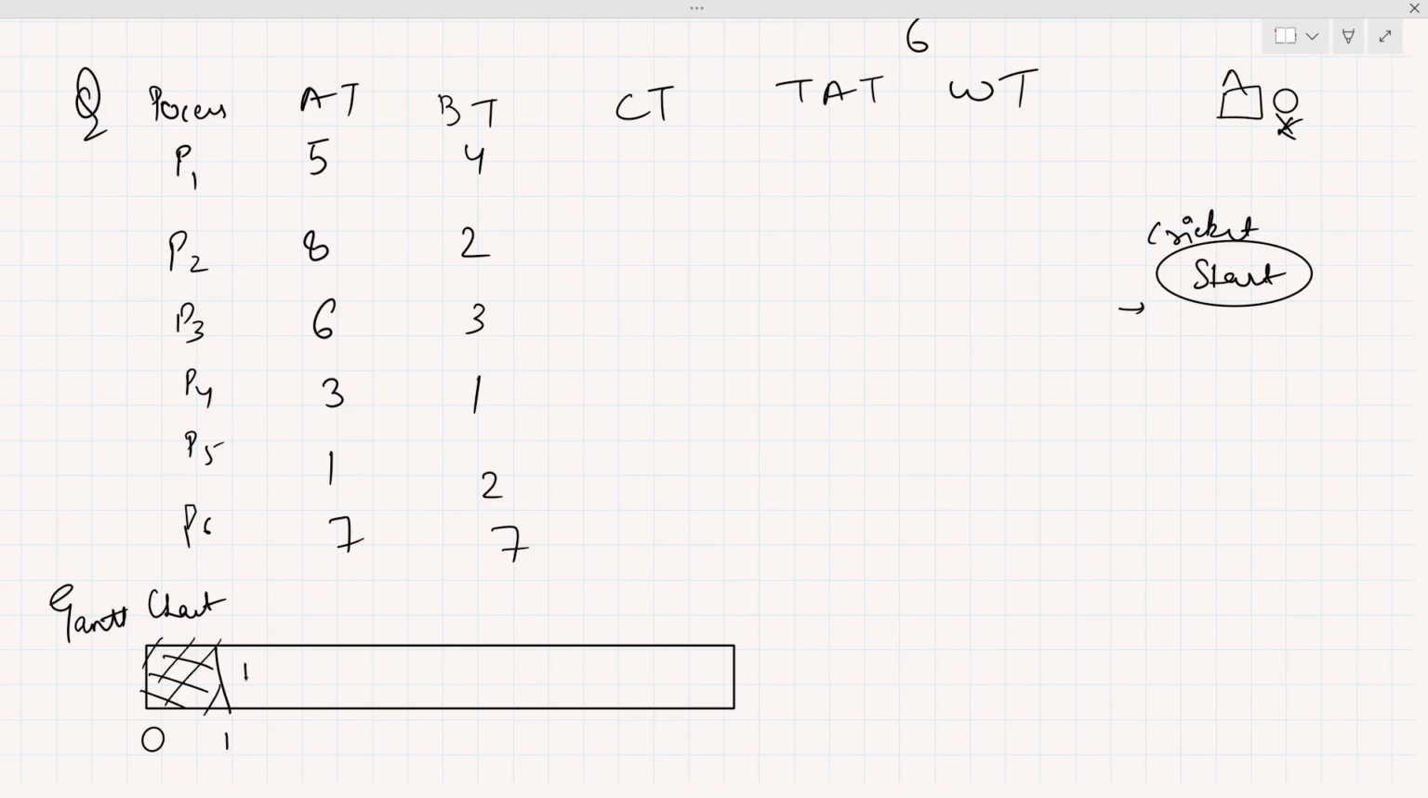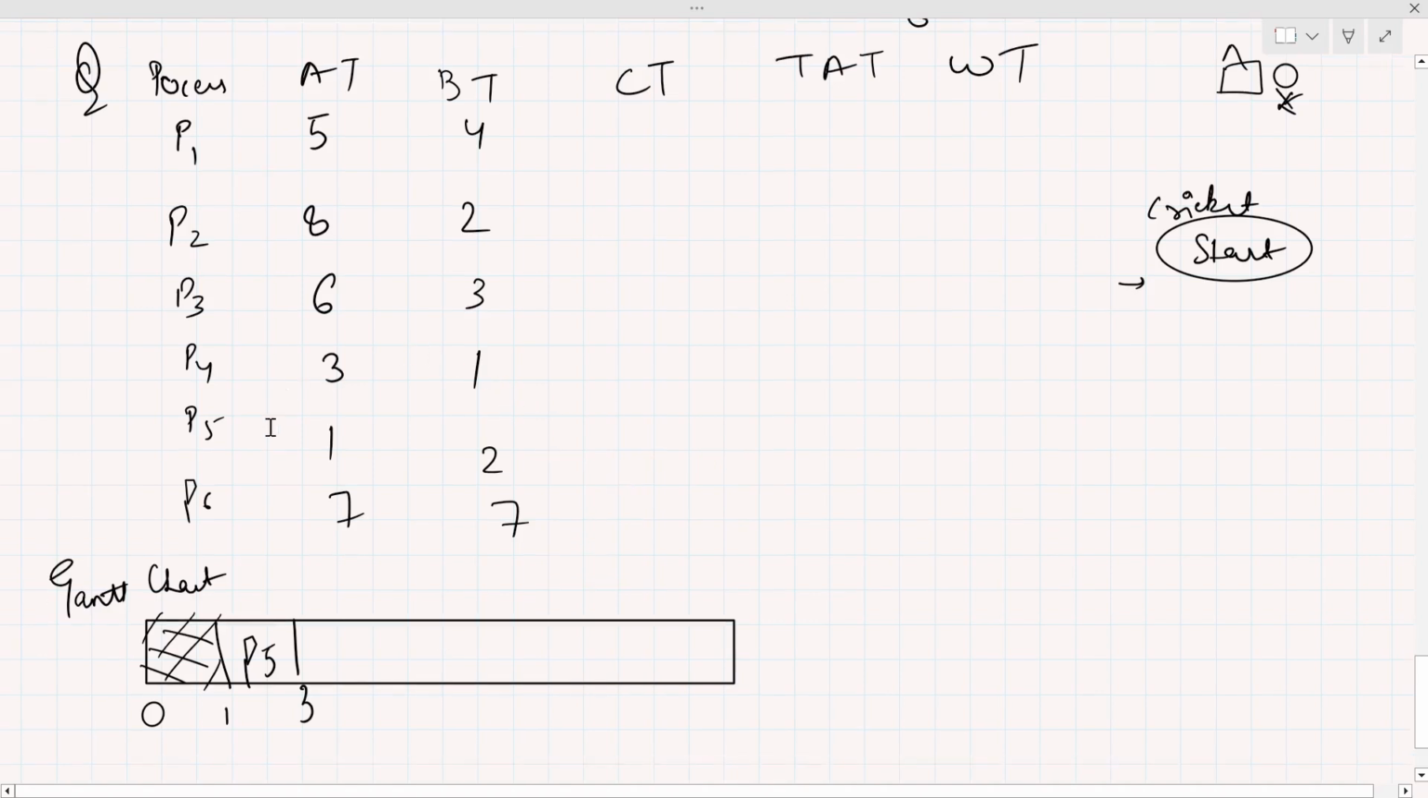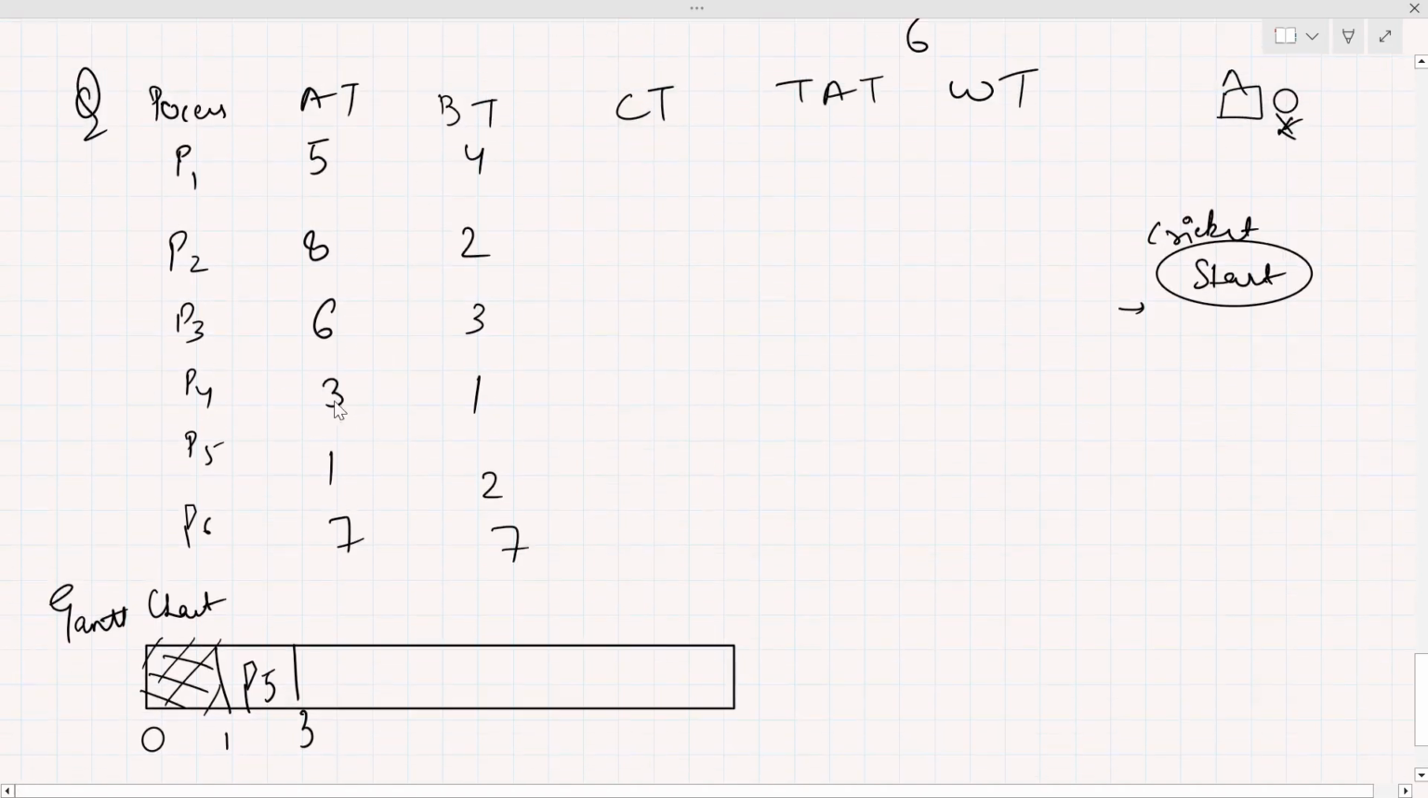So at 1, P5 can get the CPU, because only one process is there, P5. The burst time is 2, so we add 2 to 1 and it becomes 3. At arrival time 3, we have only one process, P4, so P4 will get the CPU. The burst time of P4 is 1, so we add 1 and it becomes 4. At 4 we have no process right now.